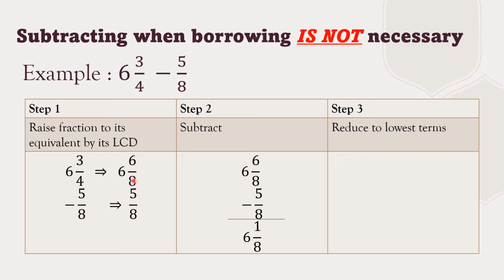Now, since we can deduct 5 from 6, we can proceed with subtraction. So 6 minus 0, since there is no other whole number, is 6, and then 6 minus 5 is 1. Then copy the denominator, which is 8. So the answer is 6 and 1/8. Step 3 may be skipped already, since our answer is already in its simplest form.